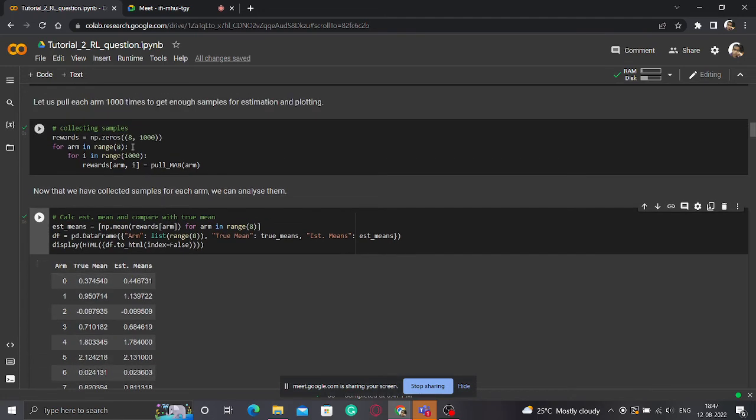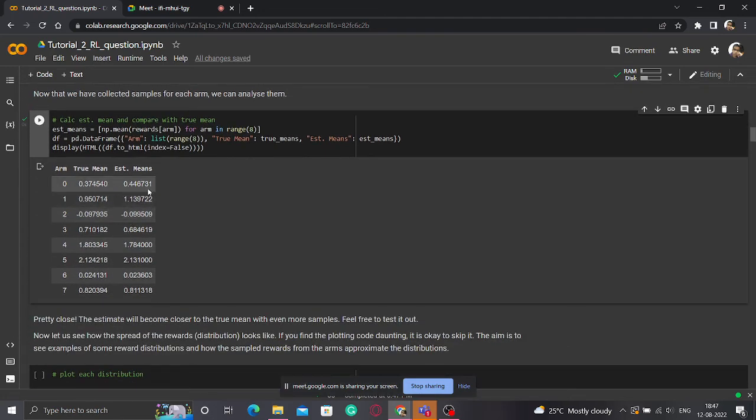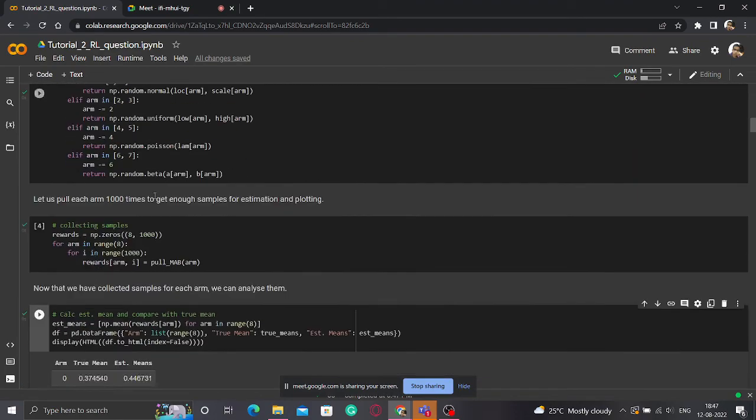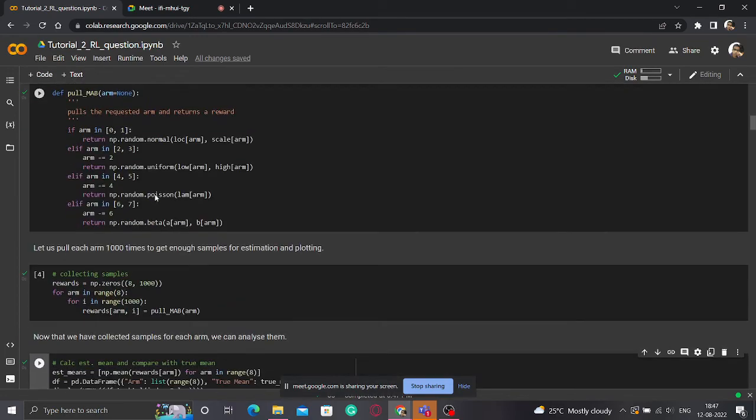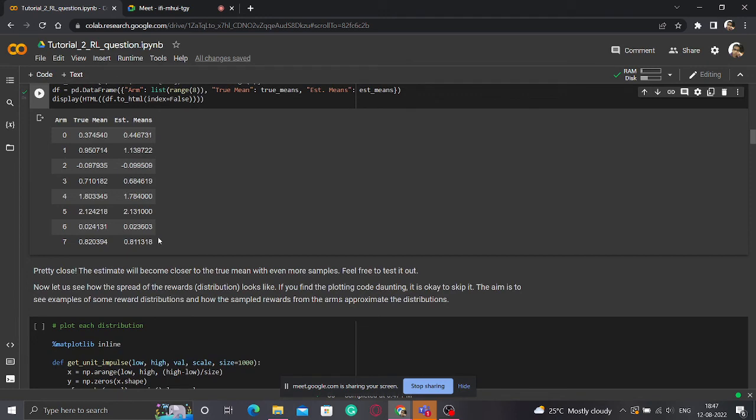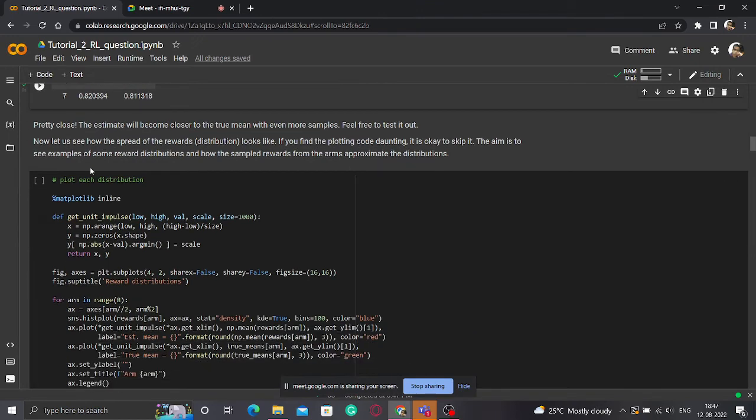If you pull 1,000 times for each arm, you'll get this. The first two arms are Gaussian, the next two arms are uniform, next Poisson and next beta. I hope that is clear. And with different means. The first is Gaussian with mean 0.37, and then 0.95. The 0.37 Gaussian is estimated at 0.4 and the 0.95 Gaussian is estimated at 0.5. So these are all rewards. This probability is the probability of getting rewards from an arm which has an unknown distribution. I hope that is clear.